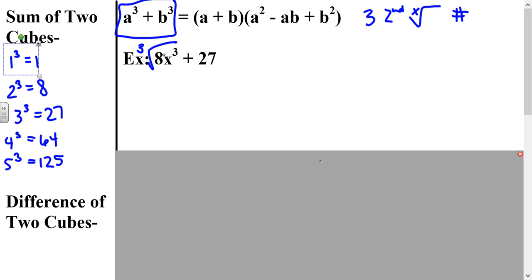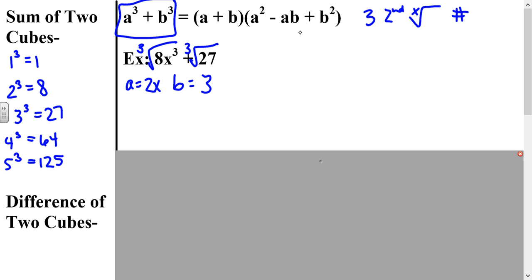If you take the cube root of 8, what number to the third power is 8? Well, it's 2. So I get a is equal to 2, and then the cube root of x cubed would be x, because x to the third power is x cubed. Then we need to figure out what b is. If I take the cube root of 27, what number to the third power equals 27? Well, over here we can see it's 3. So now I know that a is equal to 2x and b is equal to 3.